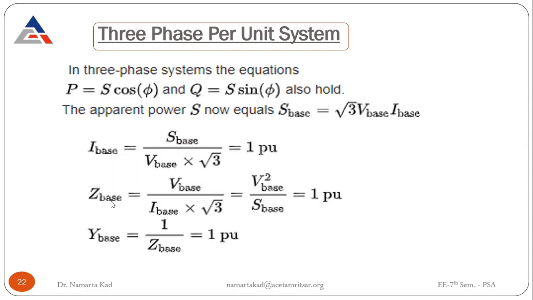And next, Z base. Z base is equal to V base divided by I base into root 3, for the three phase system. It can also be written as V base square divided by S base. And similarly, Y base. Y is the admittance, that is the reciprocal of the impedance. So Y base is equal to 1 upon Z base. So these are some of the formulas for the three phase system.